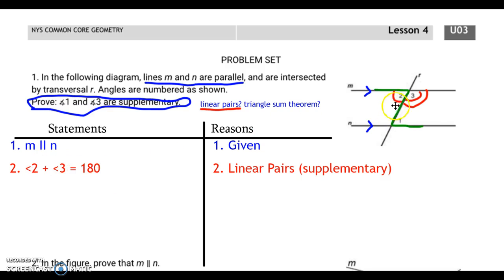The next thing I did was I saw this Z, and I know that these 2 lines are parallel. You know that the Z theorem indicates that these 2 angles are congruent. So my next step is that angle 1 is congruent to angle 2, alternate interior angles, Z theorem.